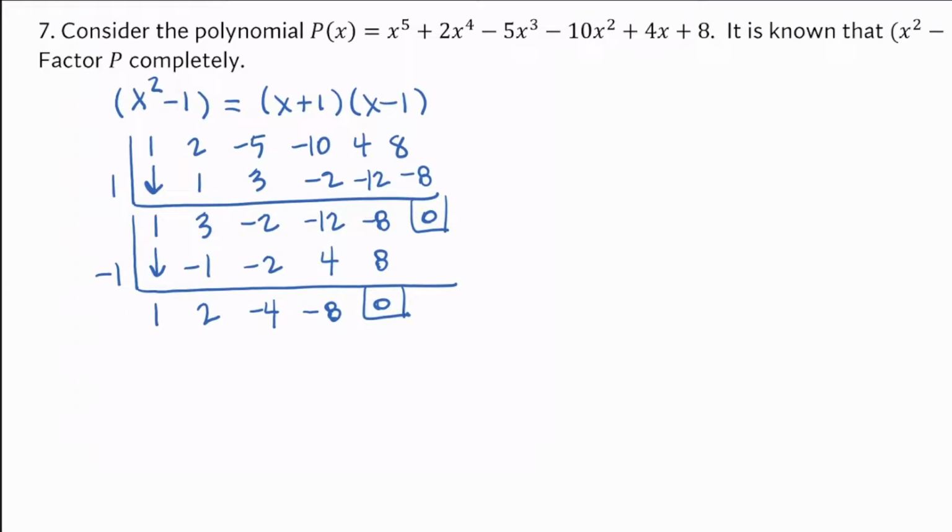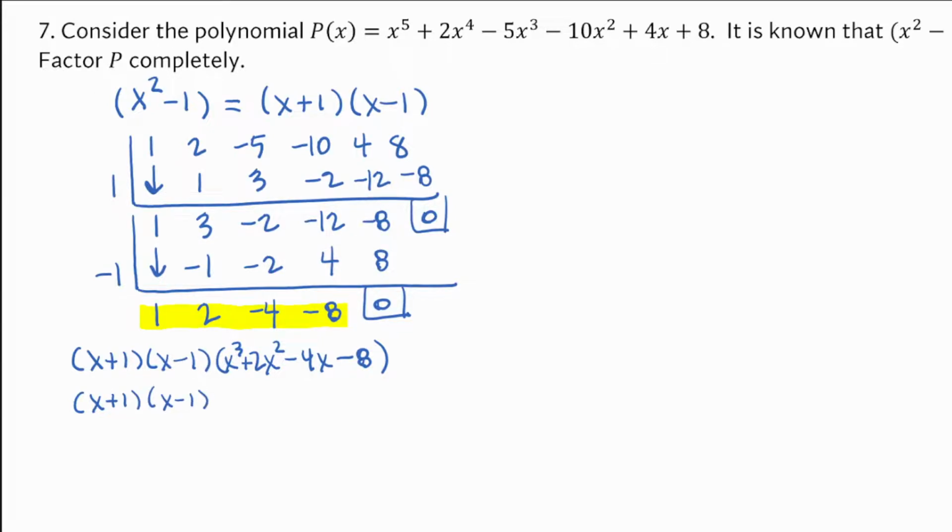So what I've got now is x plus 1 times x minus 1 multiplied by whatever I've got left here in highlighter. So that's going to be negative 8, negative 4x, 2x squared, and a positive x to the 3. Okay. And that is itself going to be factorable. I can take the first 2 terms and say, what do I got common to them? So we have just an x squared. I'll be left with an x plus 2.